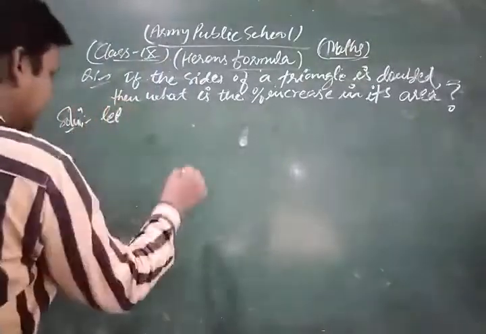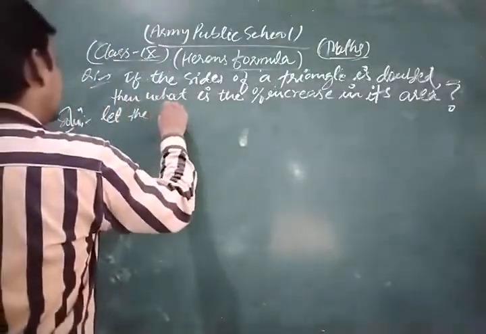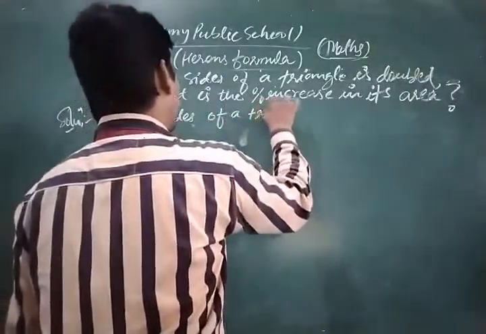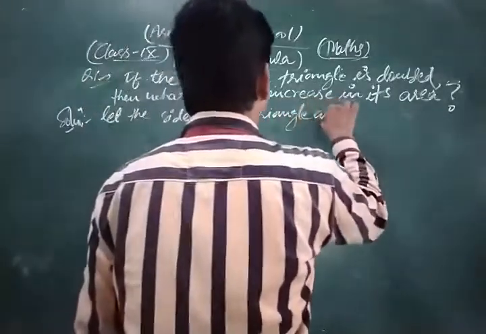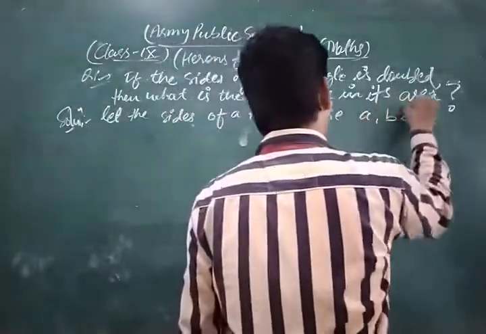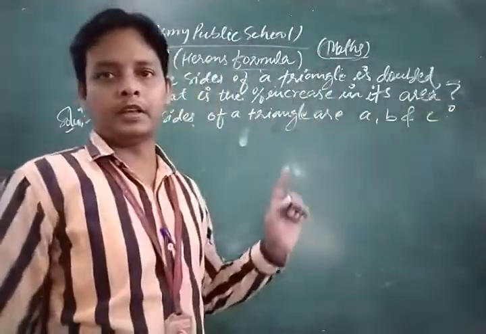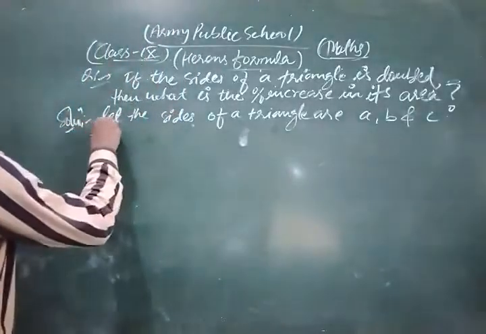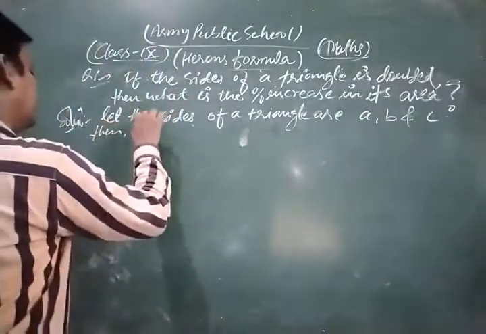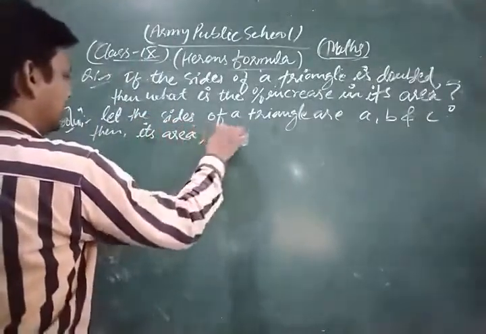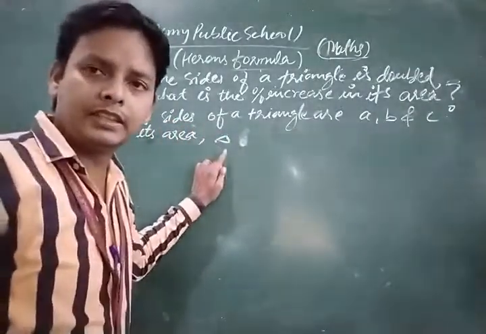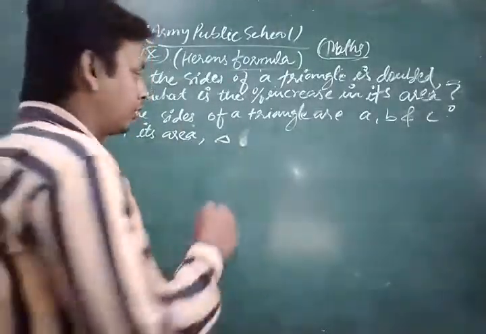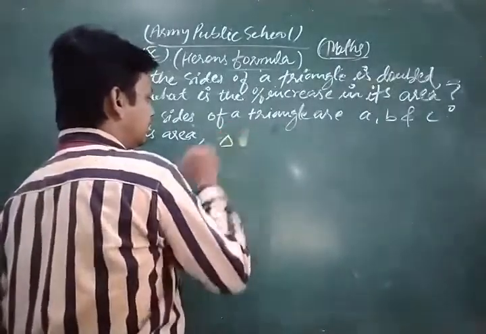First of all, let the sides of a triangle be A, B and C respectively. Then its initial area, let us take delta. We also represent the area of a triangle by Heron's formula. In Heron's formula, we also represent the area by delta.